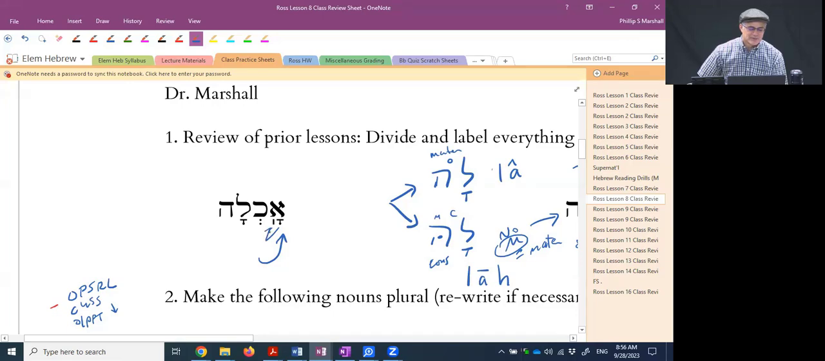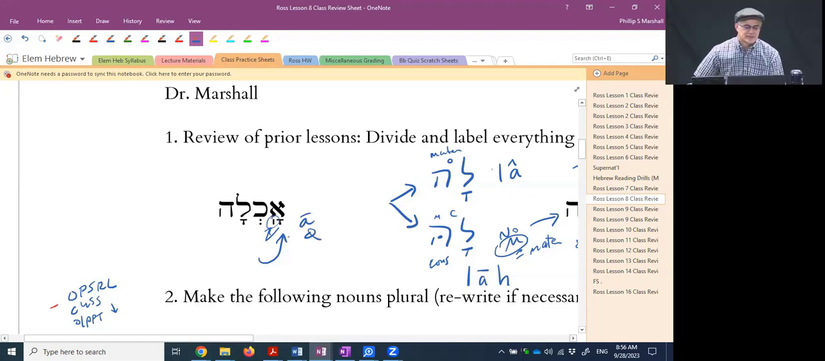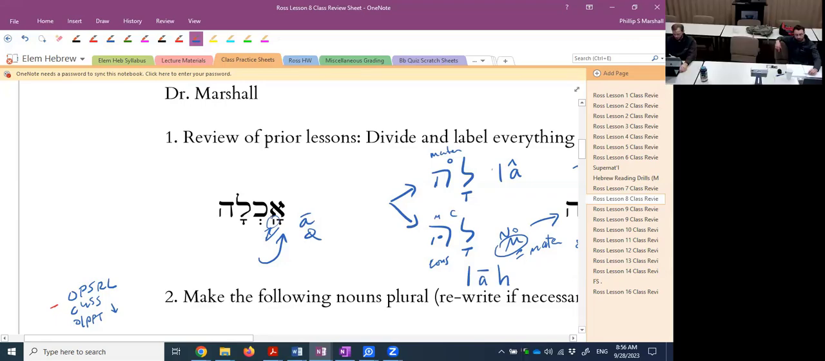So I look to the left and I see a metheg. So there is a metheg here. What does that tell me about that symbol? It's a kamets. That it's a long A. It's a kamets if there's a metheg and then a shava after. And if that's a long A, kamets, the shava has to be what?